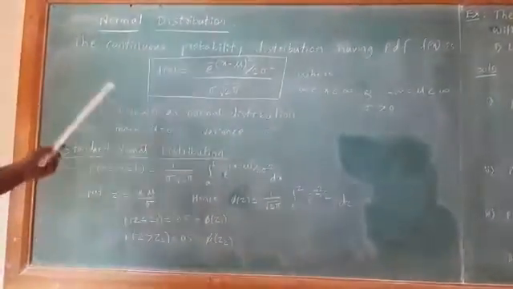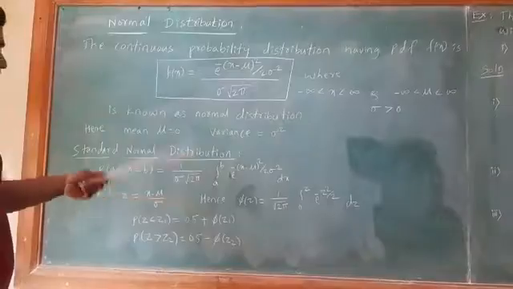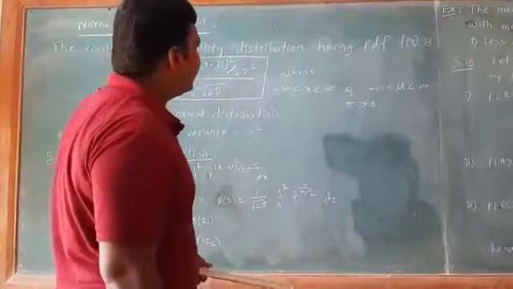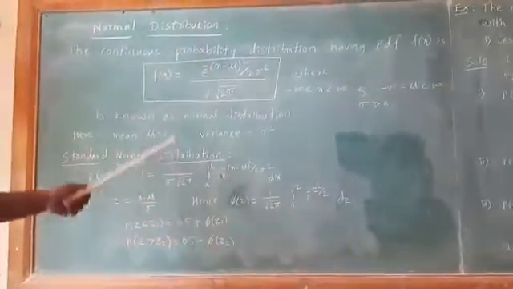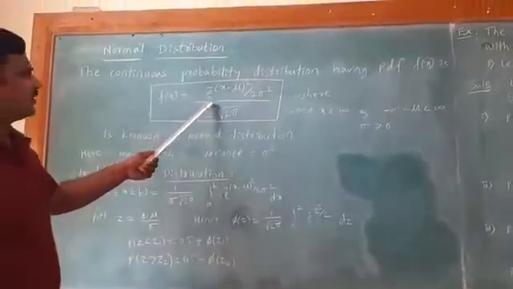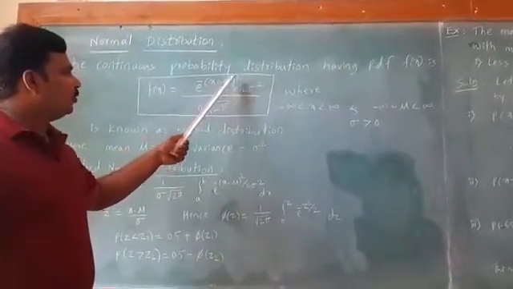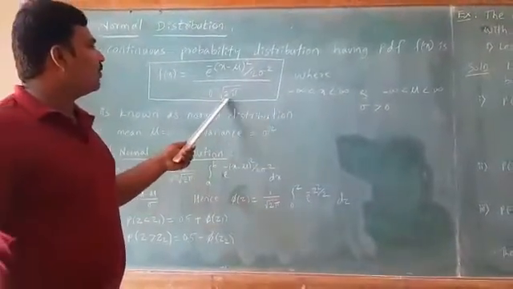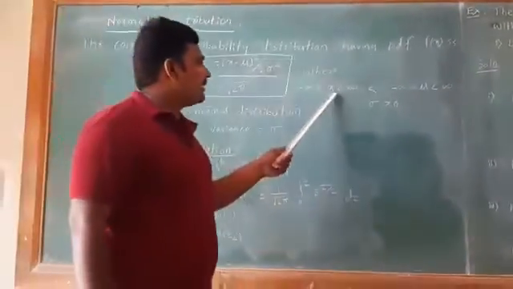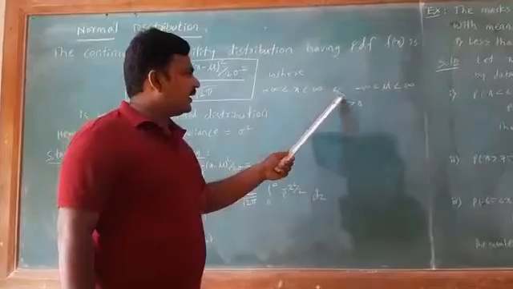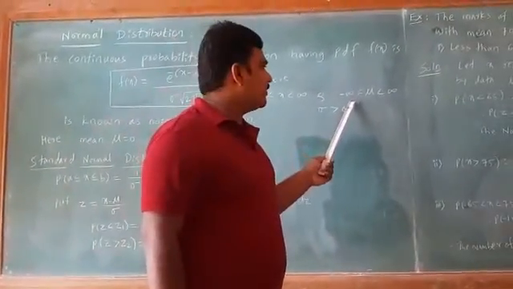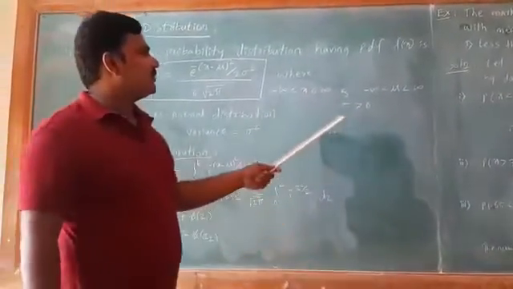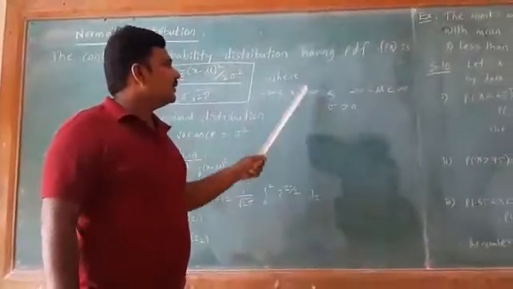Normal distribution is a continuous probability distribution having PDF f of x, which is the main important thing. f of x is equal to e raised to minus of (x minus mu) the whole square divided by 2 sigma square, the whole divided by sigma into under root of 2 pi, where x lies between minus infinity to plus infinity, and mu also lies between minus infinity to plus infinity, and you remember sigma is always greater than 0. This is very important. Just remember these three things.